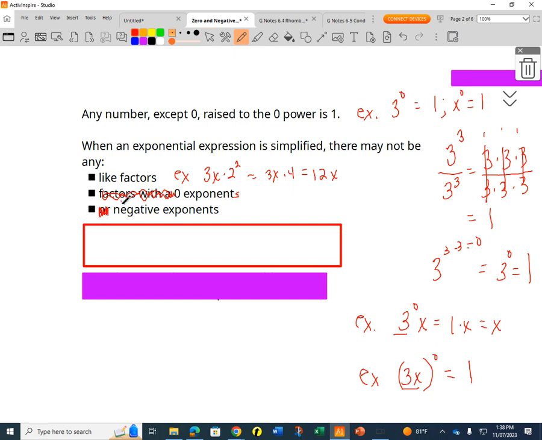If you can multiply something, you have to multiply it. If you've got a 0 exponent, you've got to simplify it to 1 and then evaluate the expression. If there's a negative exponent, then you've got to rearrange that expression. The way we do that is, if it's in the top, move it to the bottom. If it's in the bottom, move it to the top. We're going to do some examples, so I'll show you what that means.